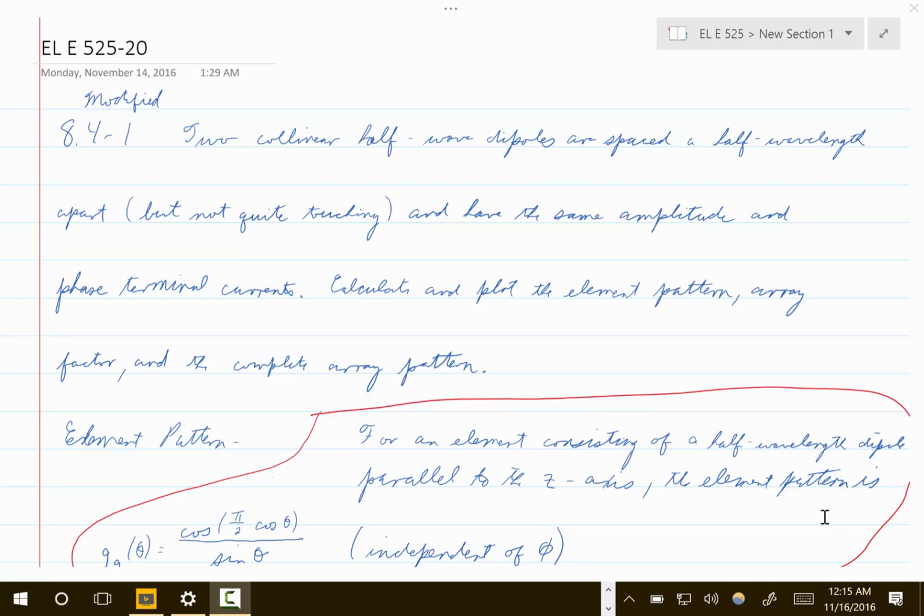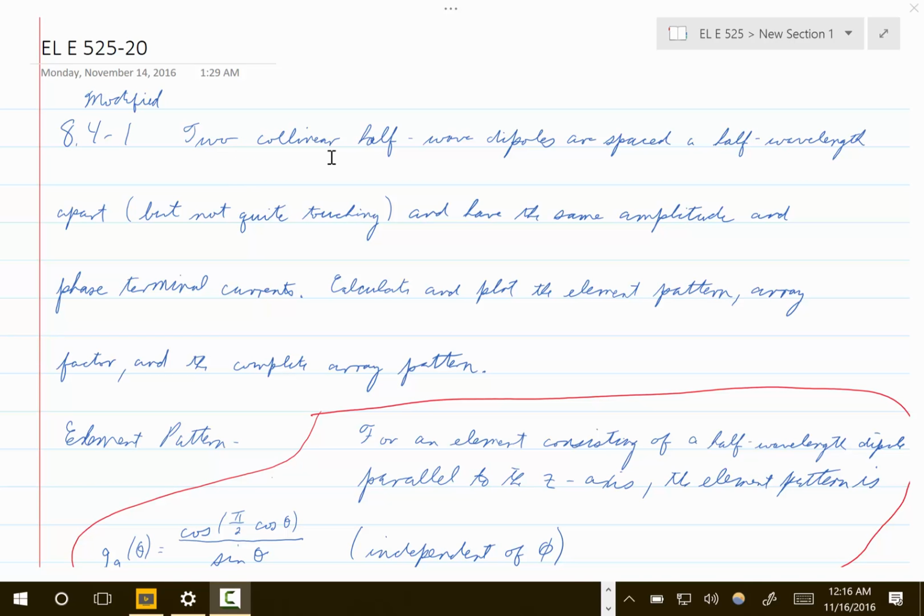Welcome to Lecture 20 of Electrical Engineering 525. In this lecture, we will consider a modified version of problem 8.4-1. In this problem, the problem will read as follows.